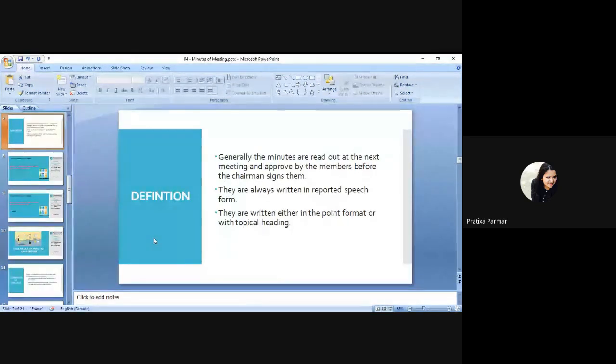Generally, the meetings are read out at the next meeting and approved by the members before the chairman signs them. They are always written in reported speech form. They are written either in the point format or with topical headings.